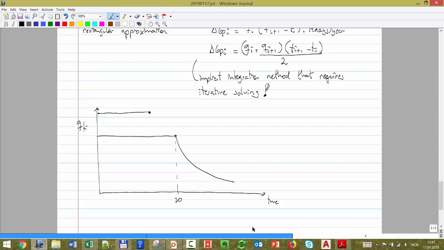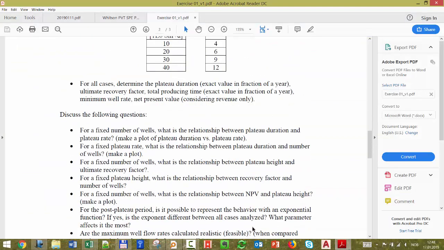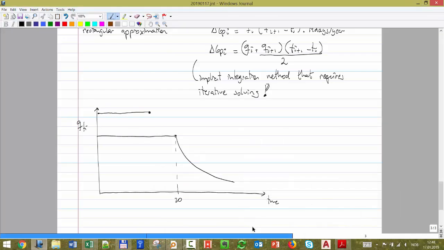And then what can I say about the decline? The decline faster? Why? Yeah, that's part of the questions you have to answer in the exercise. If you do it, look at the plateau height and plateau length, but typically the decline occurs a bit faster, a bit sharper.